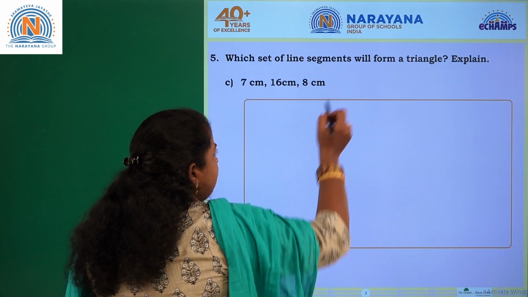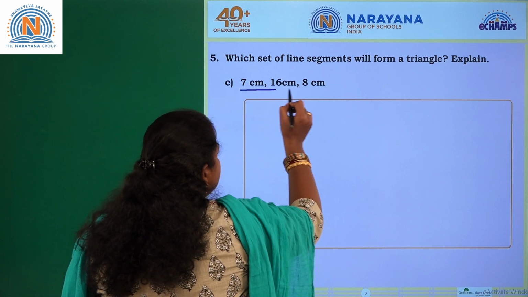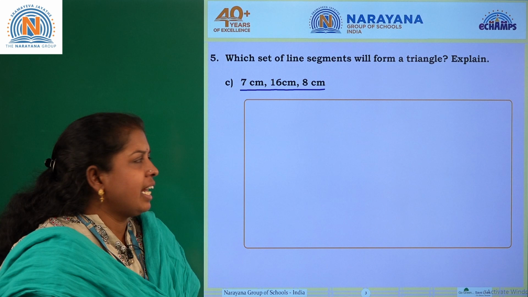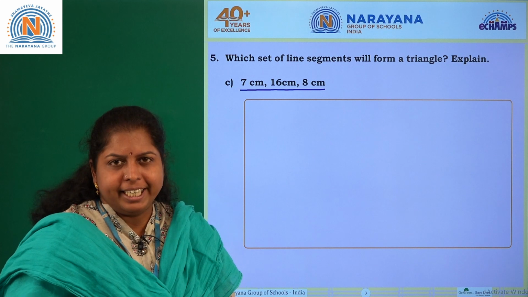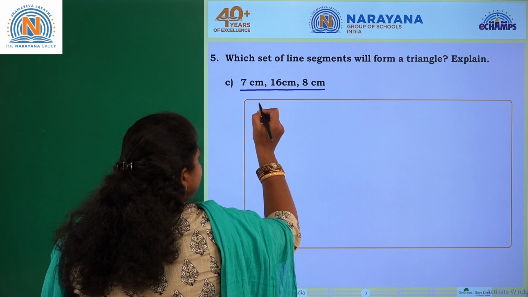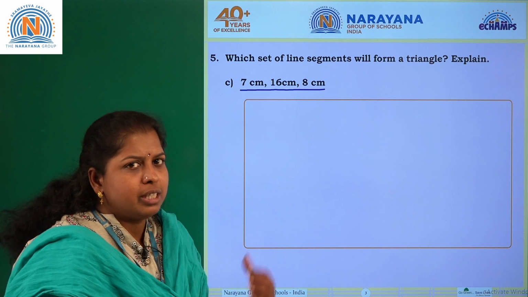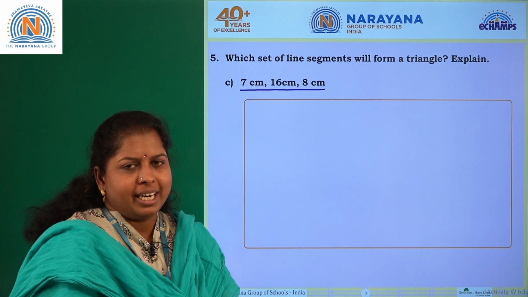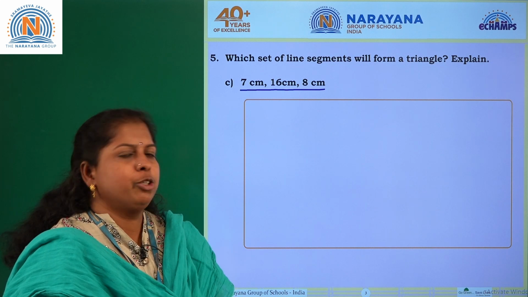Which set of line segments will form a triangle? Explain. See, the following line segments, there are a set of line segments. Whether any given line segments are forming a triangle or not, you need to identify. How will you identify? 7 centimeters, 16 centimeters and 8 centimeters. Based on which property will you do this problem? Based on the property that the sum of any two sides of a triangle is greater than the third side. It should not be less than.